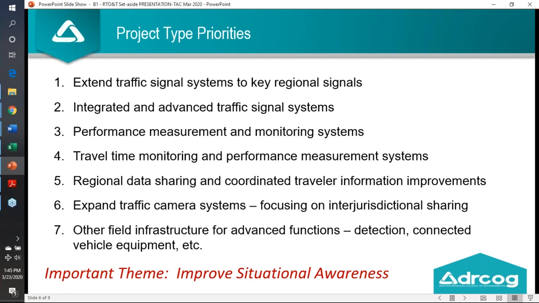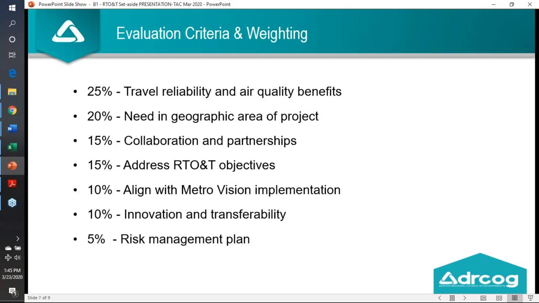Item number seven there is other types of field infrastructure for advanced functions, types of detection, detecting bicycles, things like that. And overall, the real key theme here is improving the situational awareness of what's going on out there, especially in real-time situations.